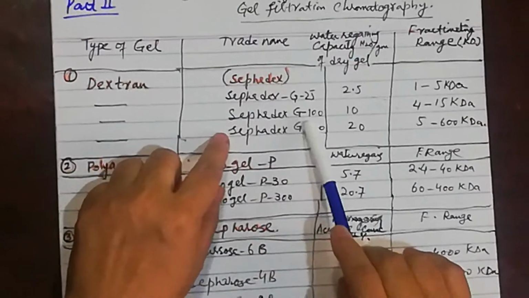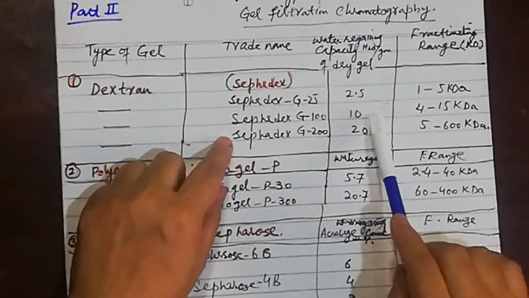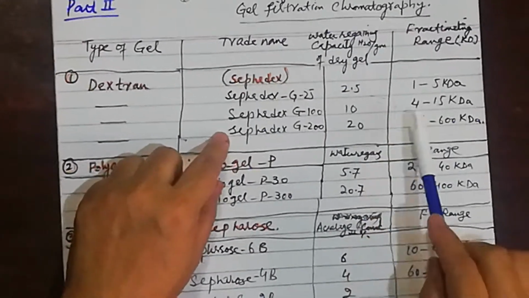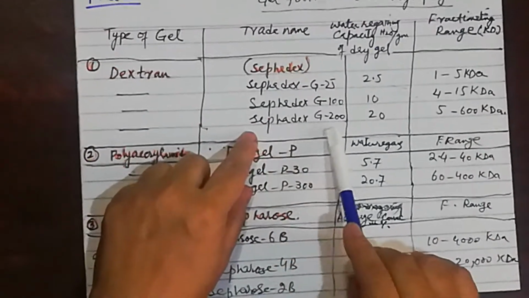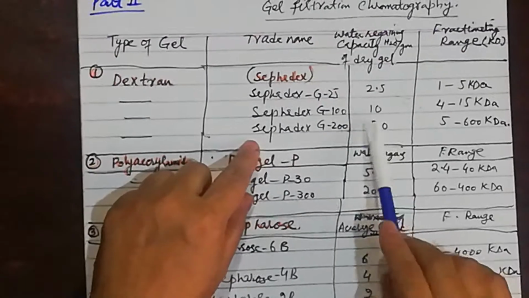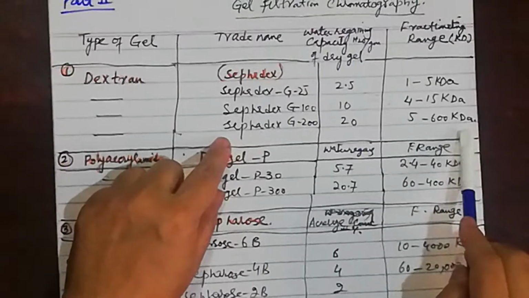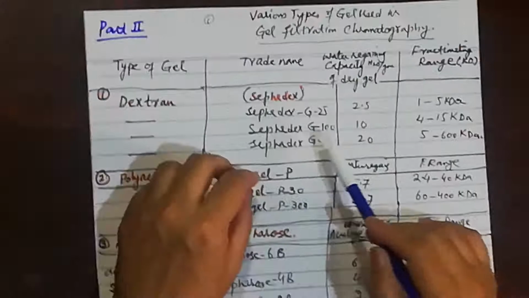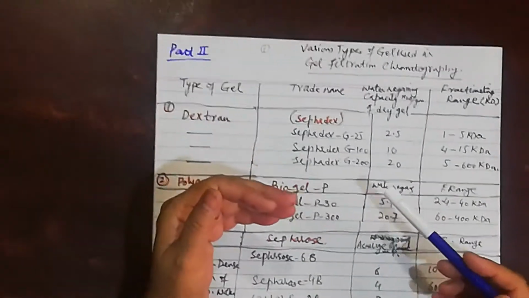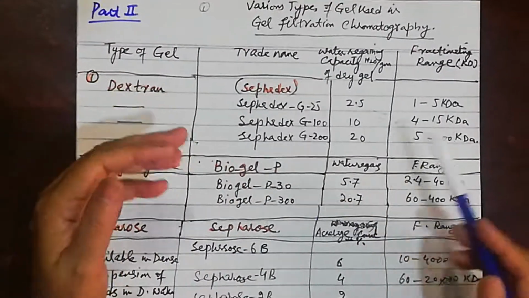Similarly, Sephadex G100 absorbs 10 ml water per gram of dry gel, and its fractionating range is 4 to 15 kDa. The third is Sephadex G200, with a water regaining capacity of 20 and a fractionating range of 5 to 600 kilodaltons. I have given only three examples. It is also available as Sephadex G75, G50, G150, and so on.